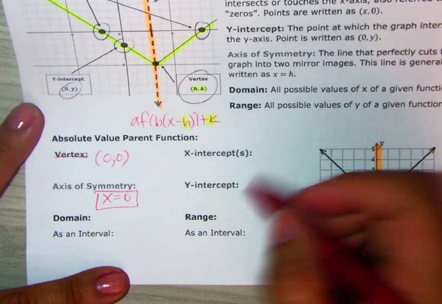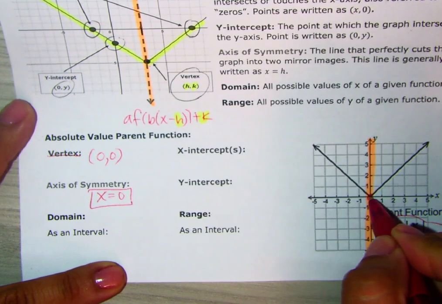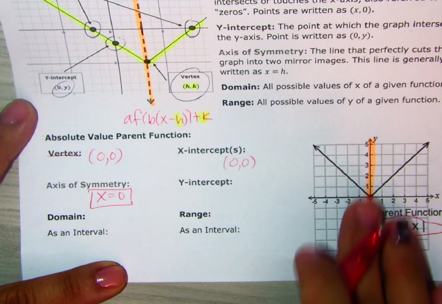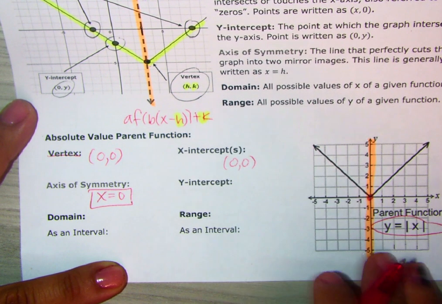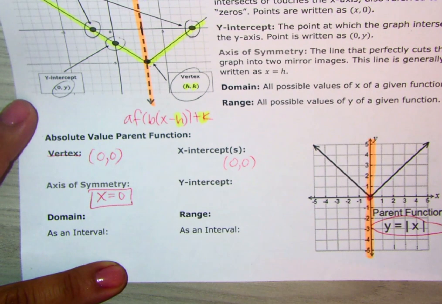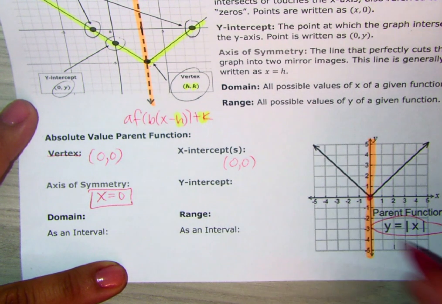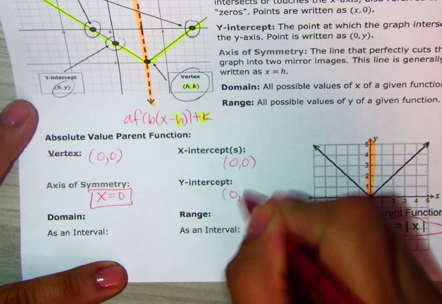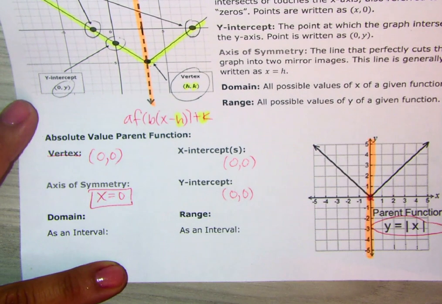X-intercept is, again, wherever it crosses the x-axis. In this case, it is touching at 0 once again, so 0, 0. But keep in mind that if we translate this graph anywhere else, like shifting it left, right, up, or down, those x-intercepts will change. The y-intercept is where this graph touches the y-axis. This graph right now is currently touching at 0 as well. But once again, if we shift it somewhere else, that will change.